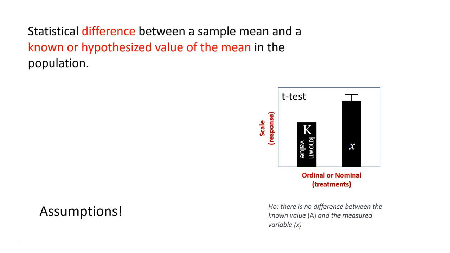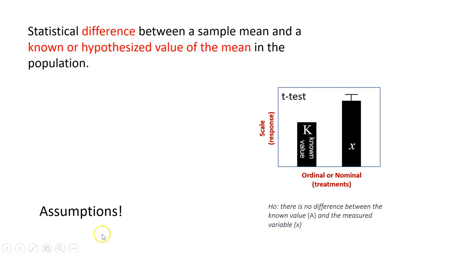The one sample t-test is a way of statistically testing the difference between a sample mean and a known or hypothesized value of the mean in a population. So basically you have a value for a mean that you know, and you want to test whether the mean of the population that you're looking at is different or not to that mean that you know about. Looking at the figure on the right hand side here, you have a population that you know the mean of, and this variable x that you've measured, you want to know whether the mean of this population is different or the same to the one that you already know.